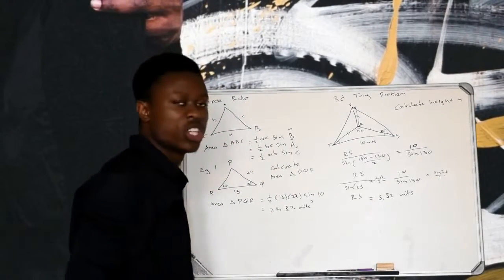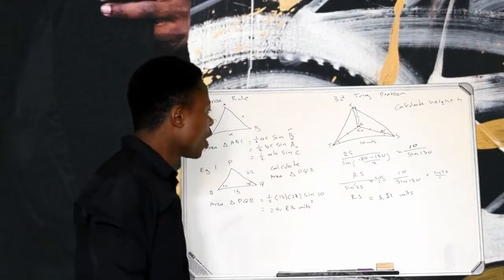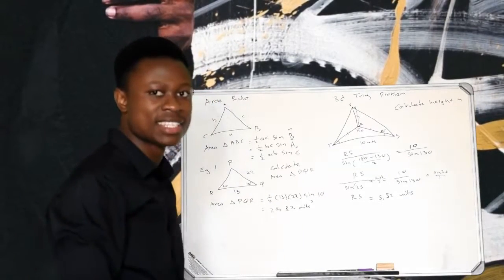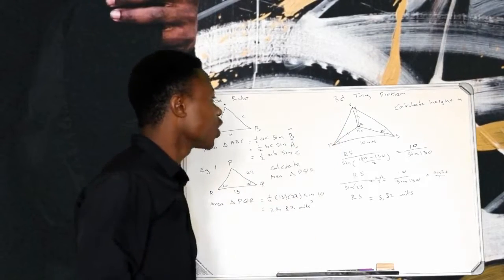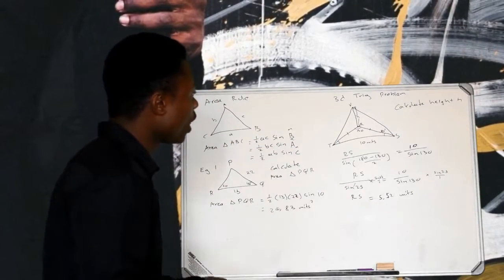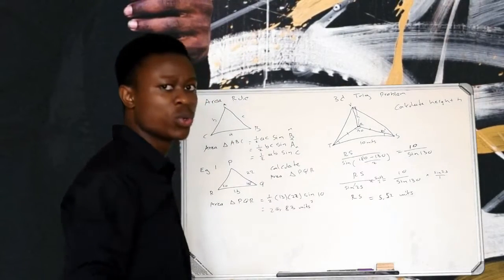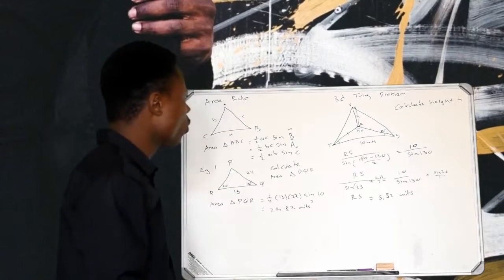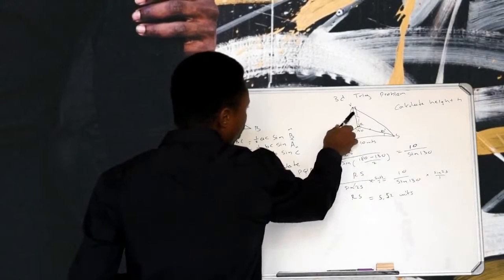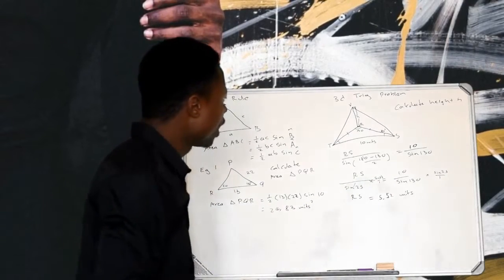But that's not the question. The question does not say find what RS is. It does not ask that. What it asks is calculate the height h. Okay, so now I'm looking at that space where I know that angle and I know that side. So what can I do? Let me see if the sine rule will work. So I'm working with this triangle here now, the one on the side like that. So I know that angle there.